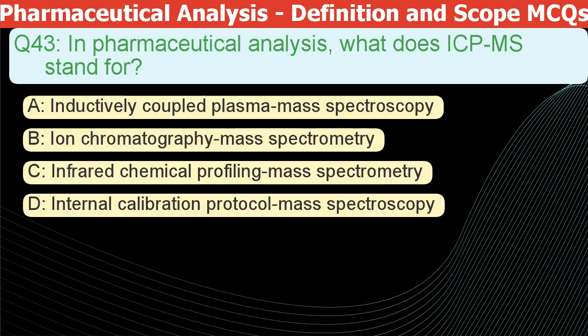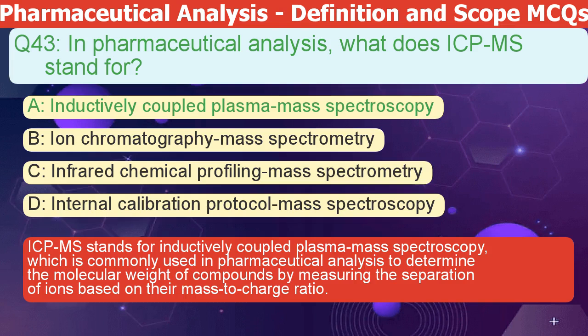In pharmaceutical analysis, what does ICP-MS stand for? A. Inductively coupled plasma mass spectroscopy. B. Ion chromatography mass spectrometry. C. Infrared chemical profiling mass spectrometry. D. Internal calibration protocol mass spectroscopy. The correct answer is A. ICP-MS stands for inductively coupled plasma mass spectroscopy, which is commonly used in pharmaceutical analysis to determine the molecular weight of compounds by measuring the separation of ions based on their mass-to-charge ratio.